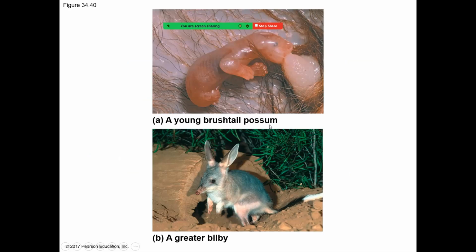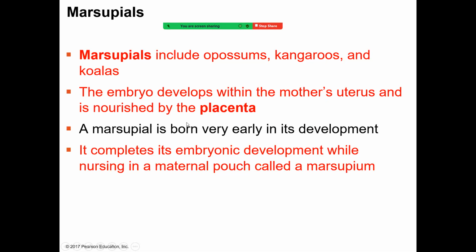So here's an example. Again, a very, very tiny early stage possum inside the marsupium, and then drinking the milk from the mother. And that's an example. Bilby here is another example of a marsupial.